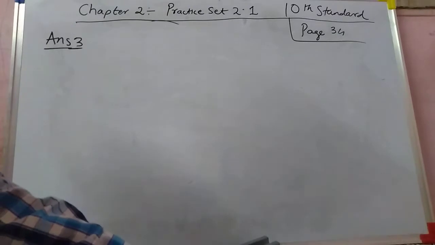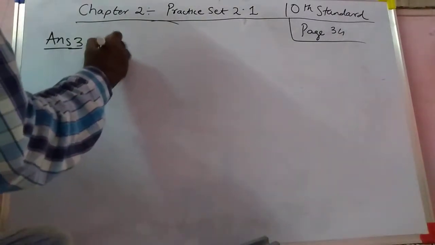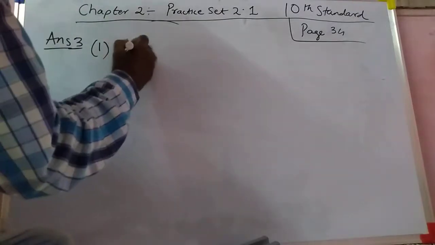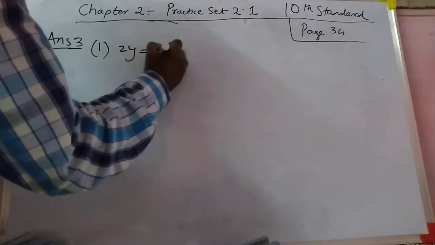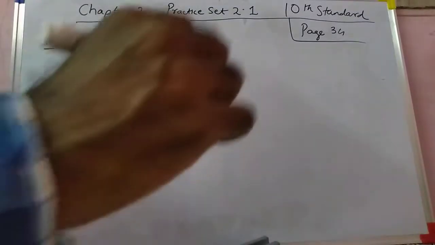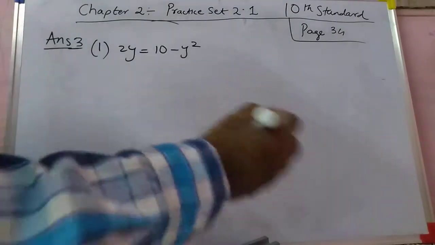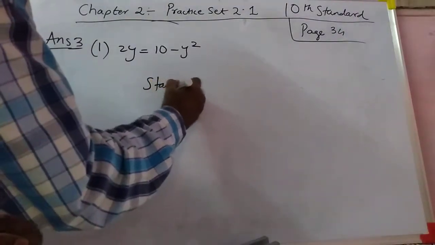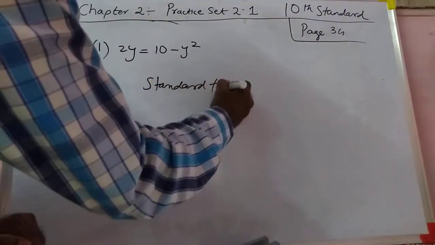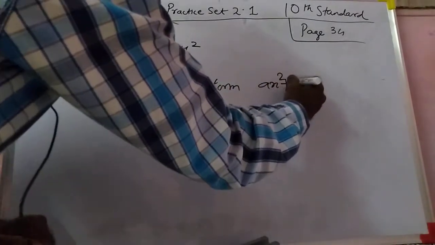The first one is y is equal to 10 minus y square. So the standard form, you have to write first, standard form में लिखना है. So standard form is ax square plus bx plus c is equal to 0.